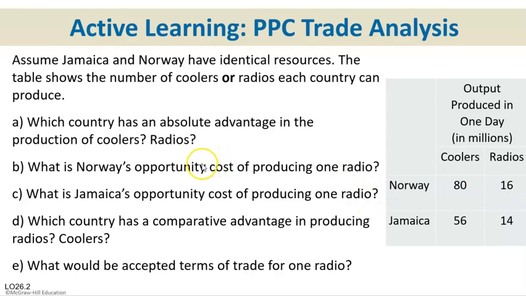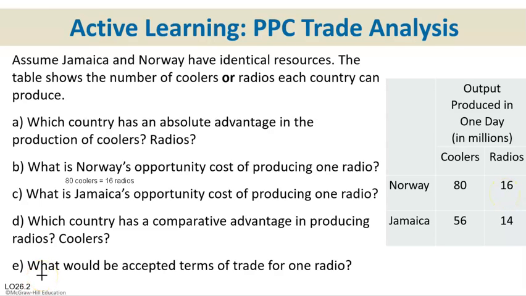Next question. What is Norway's opportunity cost of producing one radio? To solve for this, like I mentioned in the earlier slides, you want to set the two endpoints equal to each other. And that's what they're giving us in the chart. So just set equal 80 coolers and 16 radios.